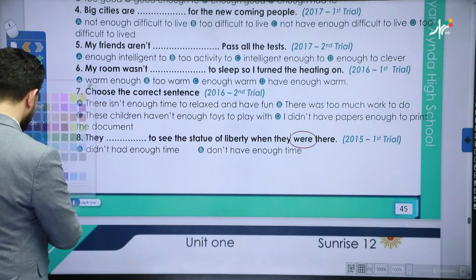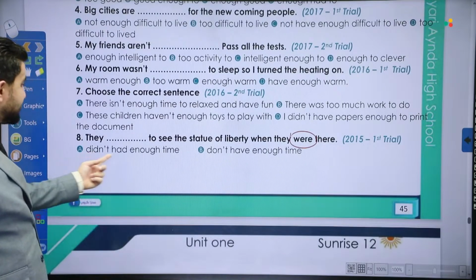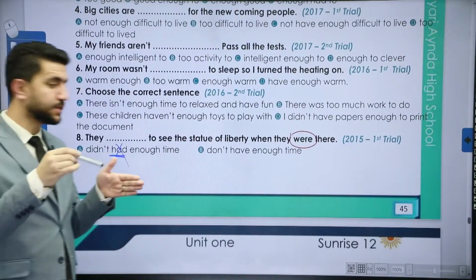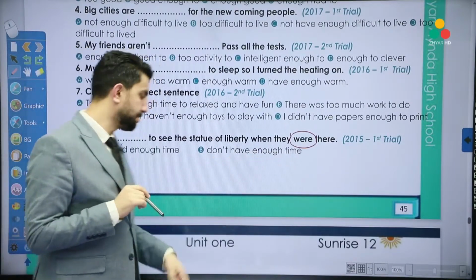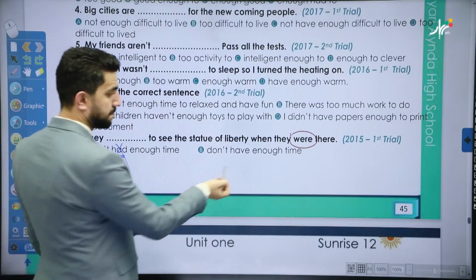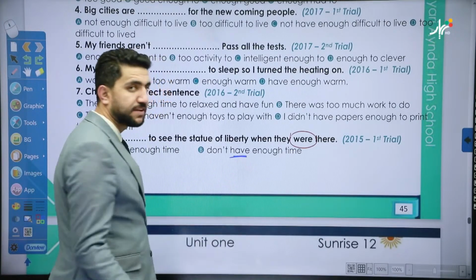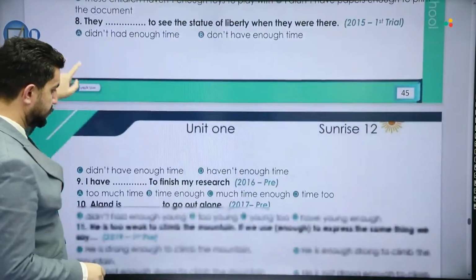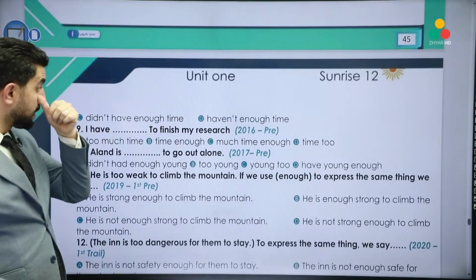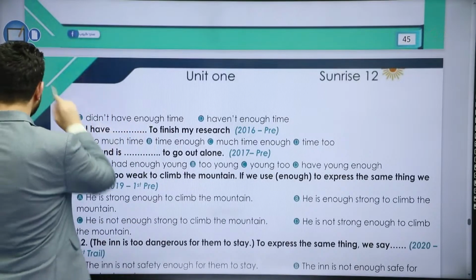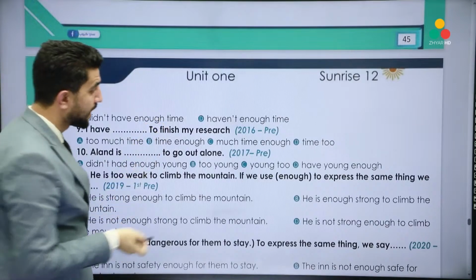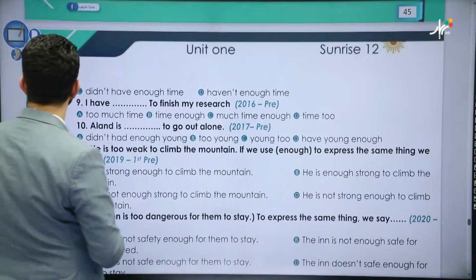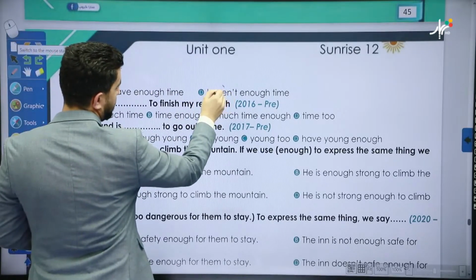Okay, let's see. Which one do you think is correct here? Didn't had enough? Do we say didn't had? We say didn't have. Take notes, don't forget. Don't have enough time. This is correct. We said when we have "have" and "has", enough is hero, comes before. This one is correct. Didn't have enough time. This is also correct. Why? Because enough is there at the beginning. Haven't enough, wrong. Haven't enough is wrong, right?